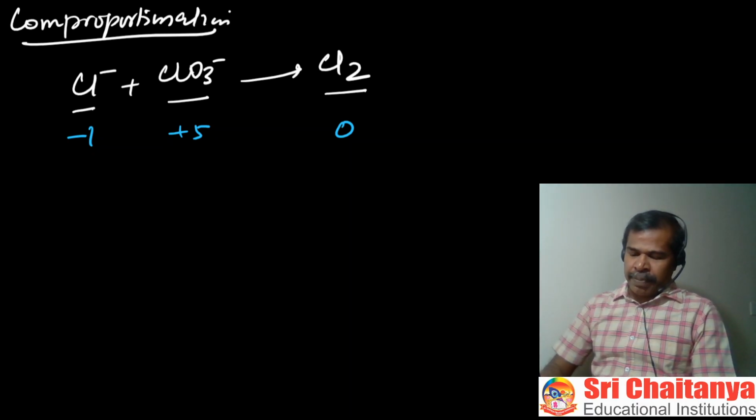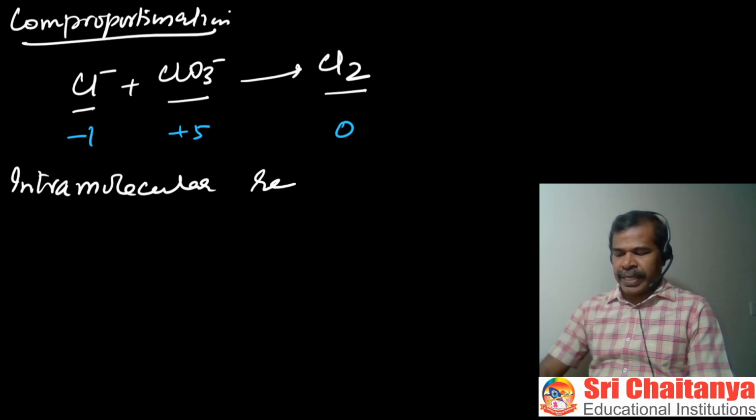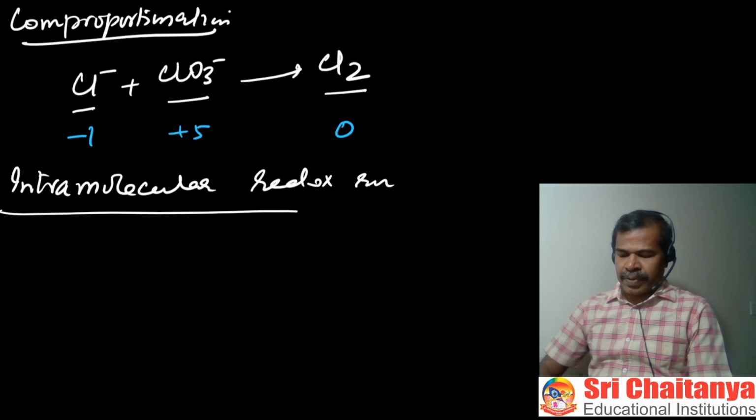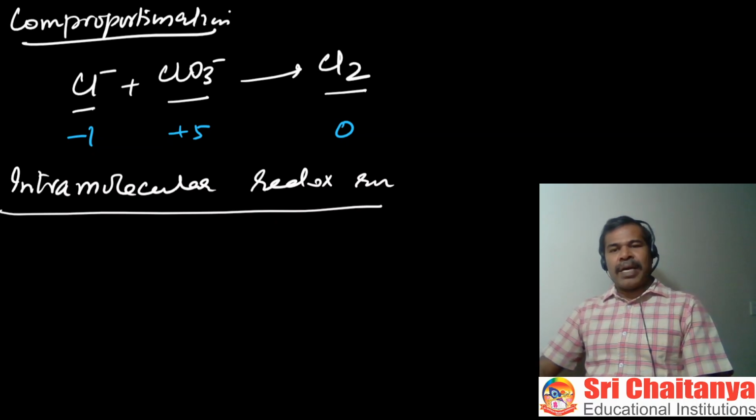Then another type, let's see, intramolecular redox reaction. What is this intramolecular redox reaction? So here the electron transfer happens within a molecule, just within a molecule.